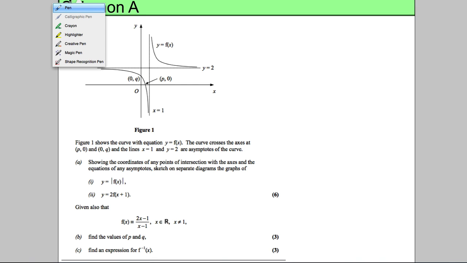Okay, in this question, we're given a function y equals f of x. The curve crosses the axes at p, 0 and 0, q, so there. And the lines x equals 1 and y equals 2 are asymptotes.